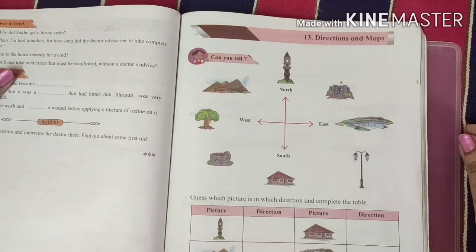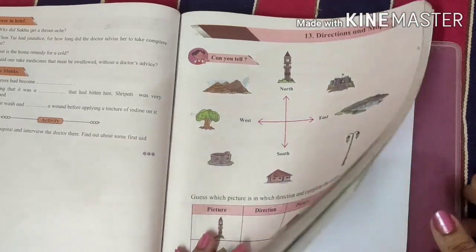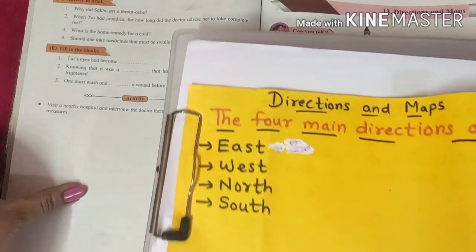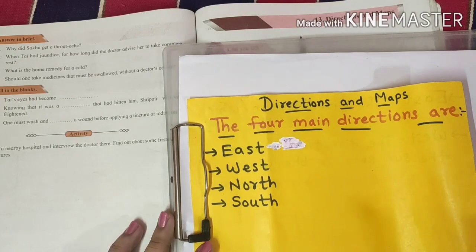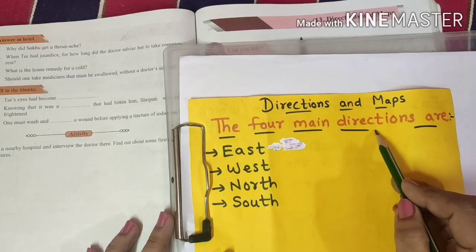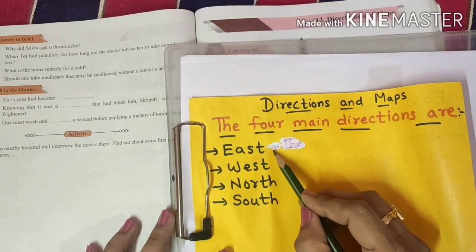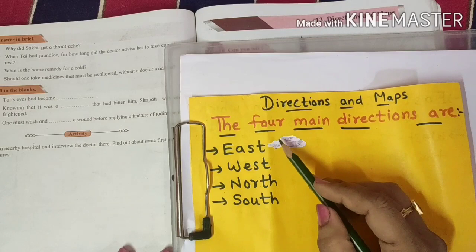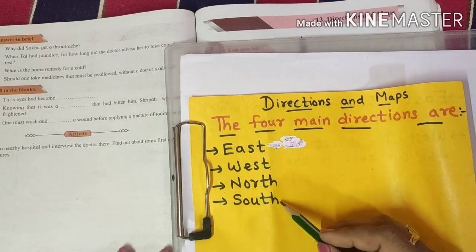So children, in third standard you have done this chapter, so I will just go through it. I will revise what you have learned. See what is given in this chapter. Directions and maps. All of you know the four main directions. The four main directions are east, west, north and south.